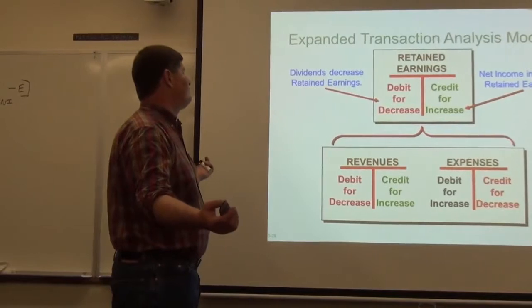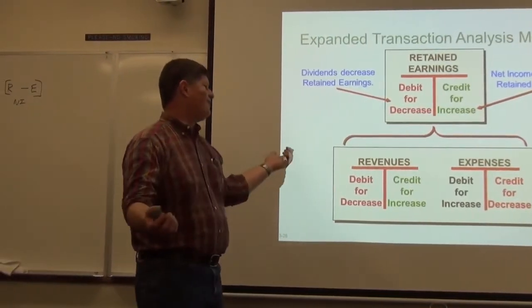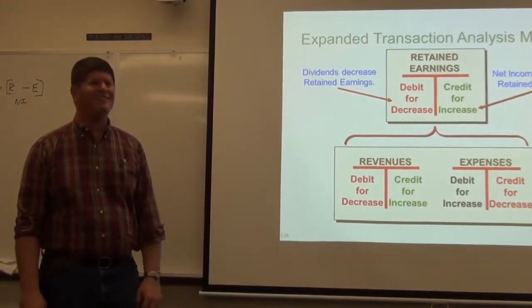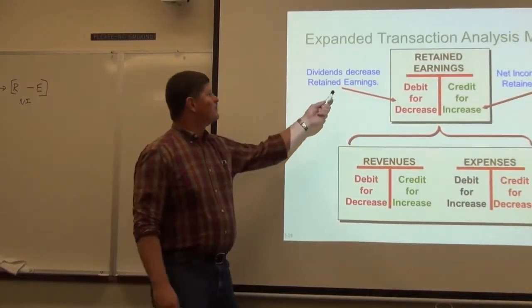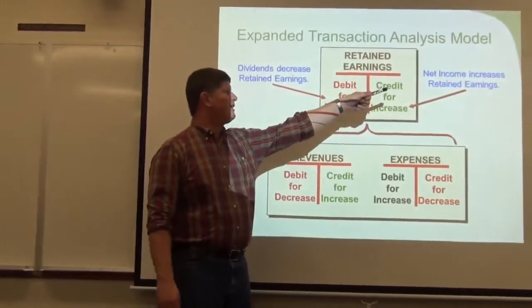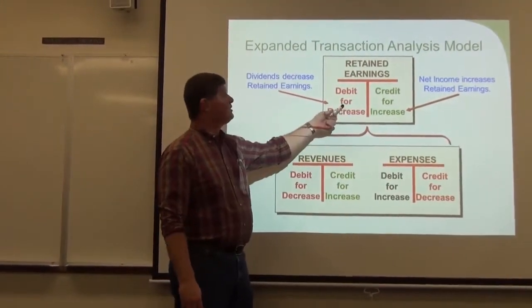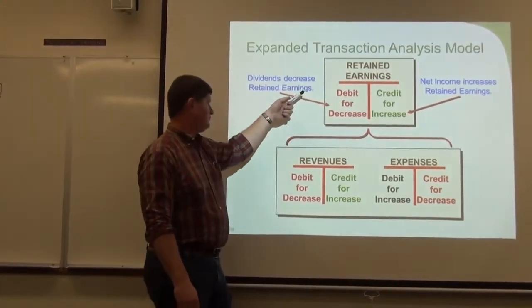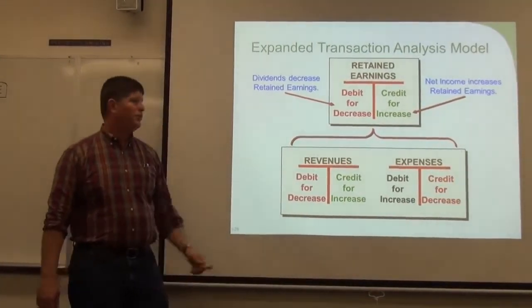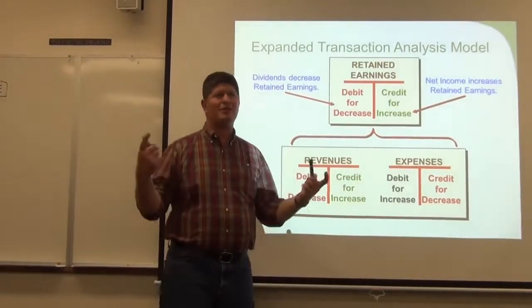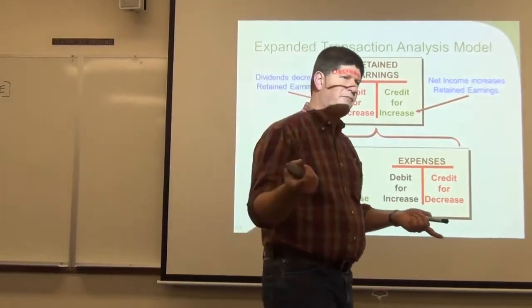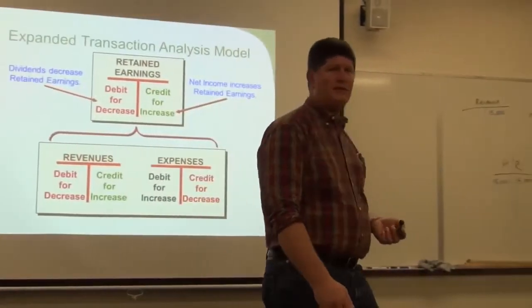So, I think we just covered this. Okay, there's even a slide for that. So dividends decrease retained earnings, net income increases it, net loss would decrease retained earnings as well. Good? Revenues minus expenses is the definition of net income.